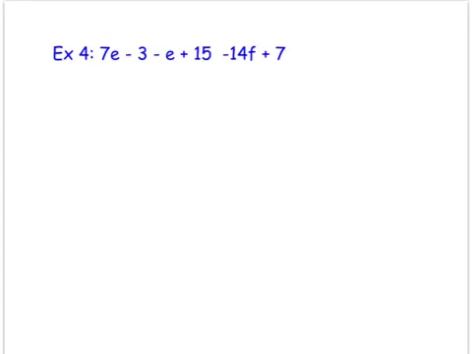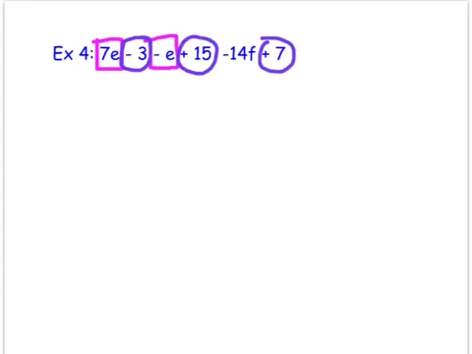Alrighty, let's go through this one again. So let's look. We've got E, we've got a 3, so that's a number with no variable. I got another E, got a 15, and I got an F. Okay, so let's go through. 7E, what else looks like that? Right here. Okay, I'm going to go back and circle minus 3, plus 15, plus 7. Oh, that little minus 14F is by itself. That's so sad.